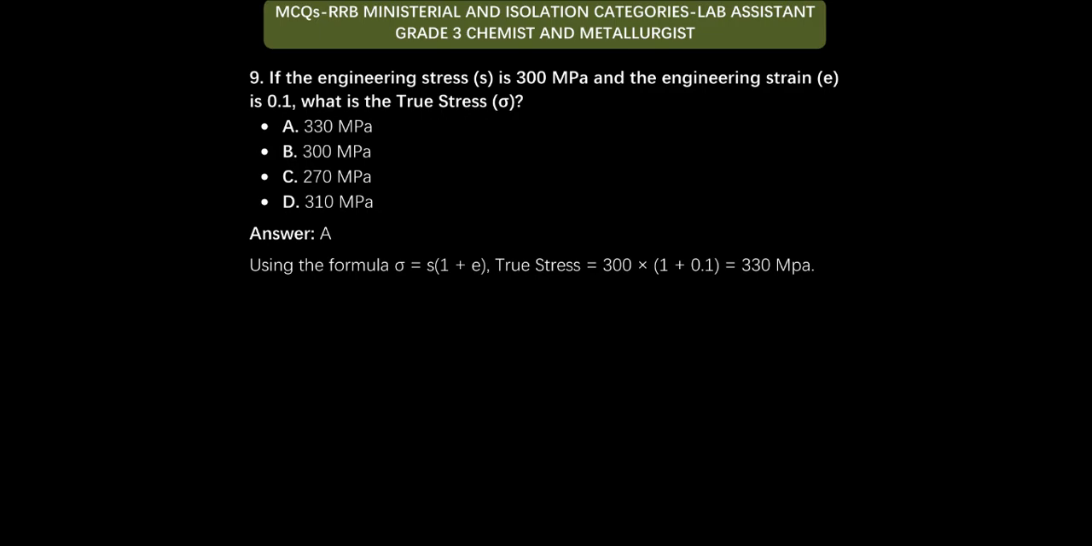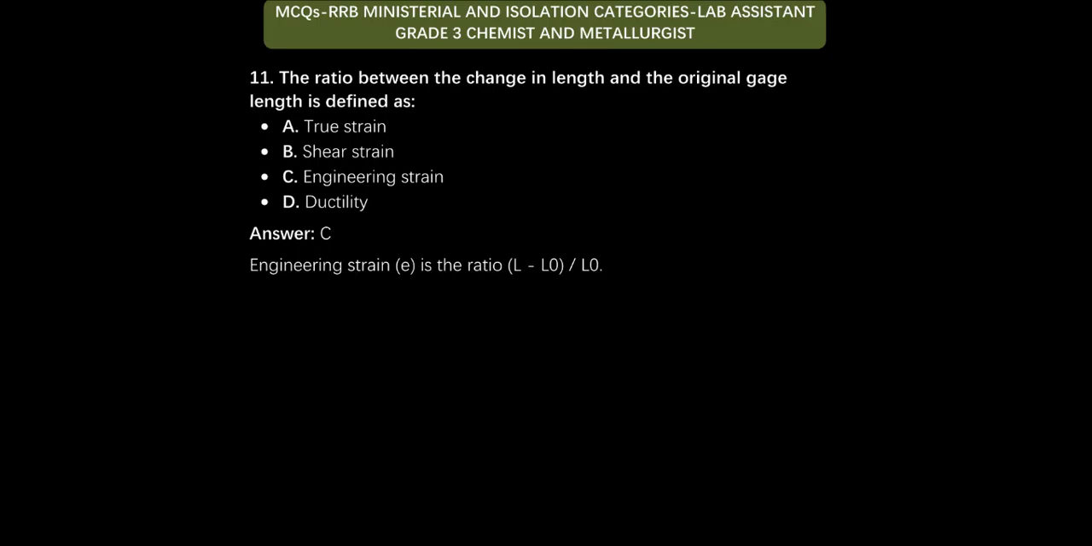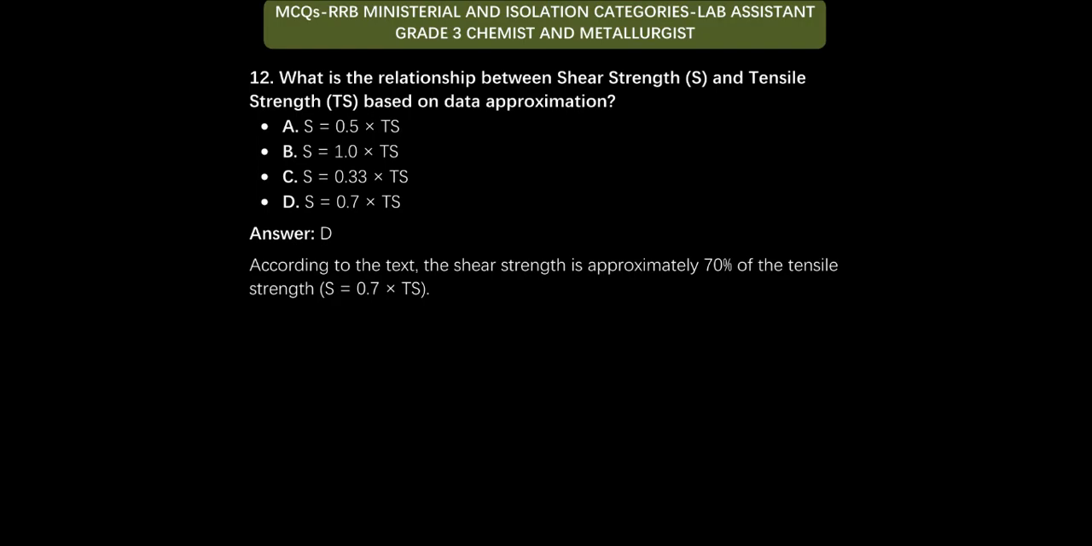Option A, 330 megapascal. Which material behavior is most likely to occur during hot working at high temperature, where the material recrystallizes during deformation? Option A, elastic and perfectly plastic. The ratio between the change in length and original gauge length is defined as, option C, engineering strain. What is the relation between shear strength and tensile strength? Based on data approximation, option D.